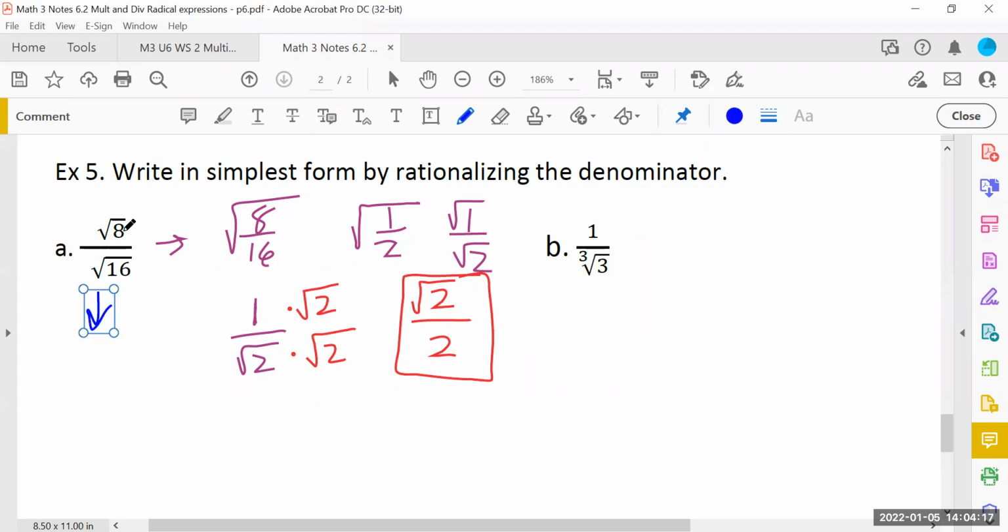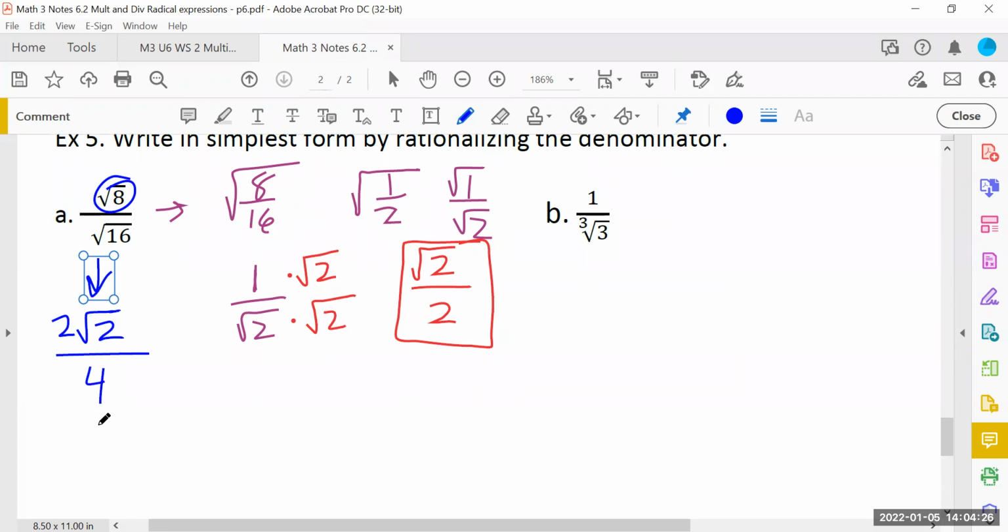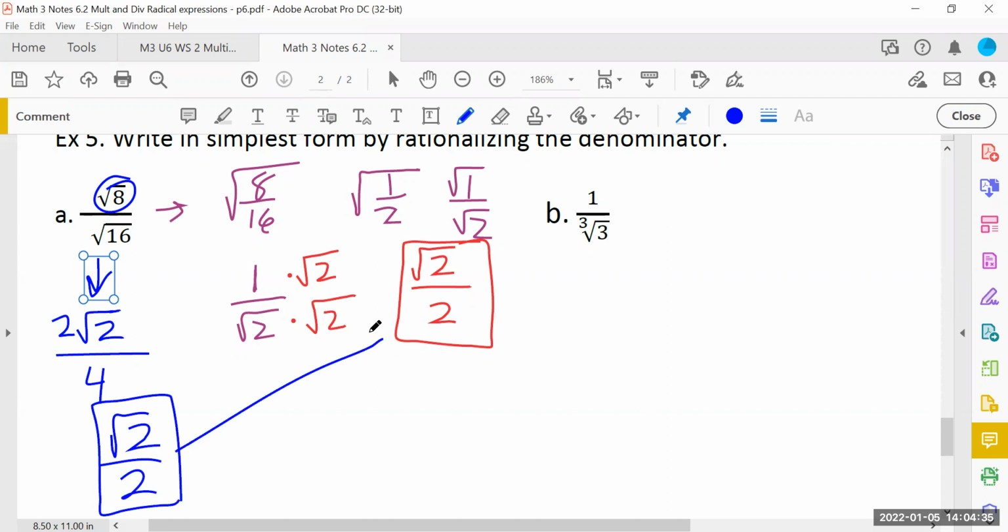So the other way to do this is take that square root of 8, make it 2 root 2, over the square root of 16, which is 4. Reduce those, 2 and 4 simplify down to root 2 over 2. The same answer I had before.